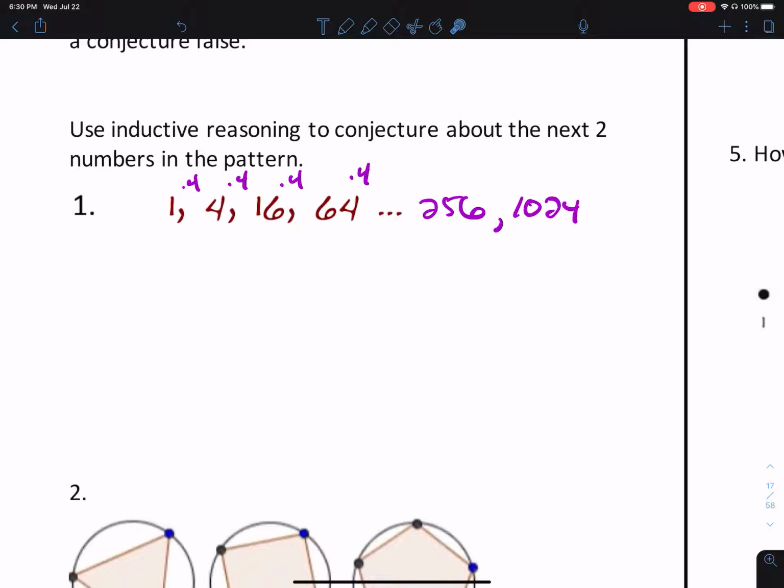Is that actually the next two numbers? We don't know for sure. There could be some kind of a bigger, more complex pattern in this, but it sure appears if we multiply by 4 each time, we're going to get the next number.